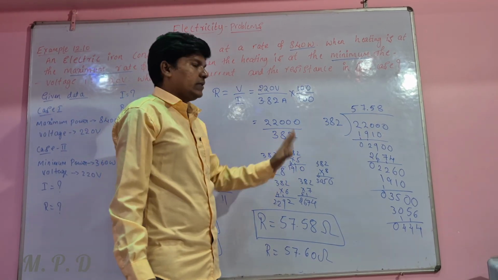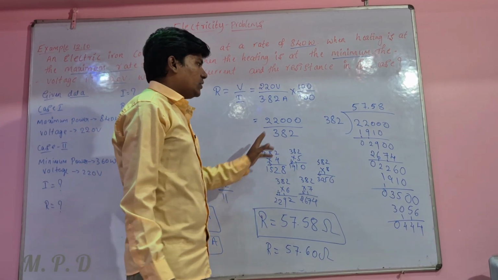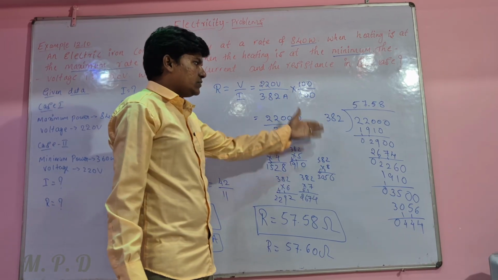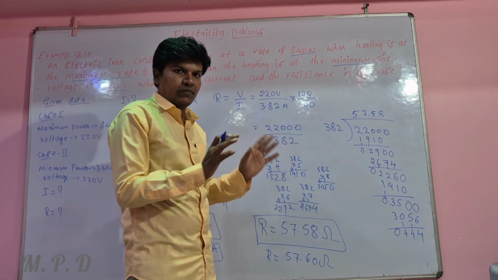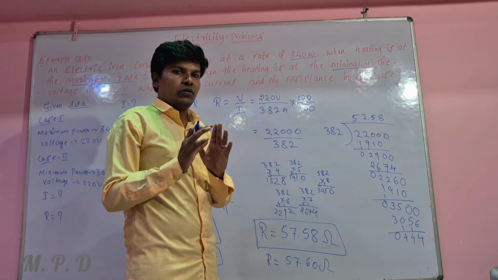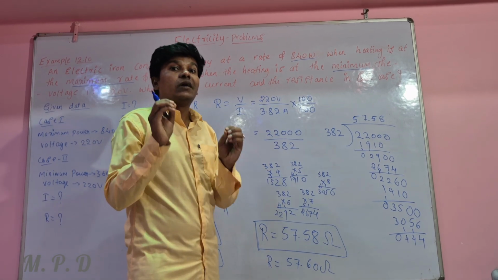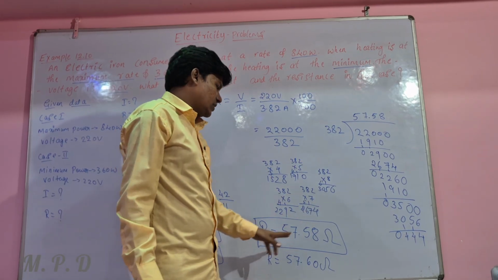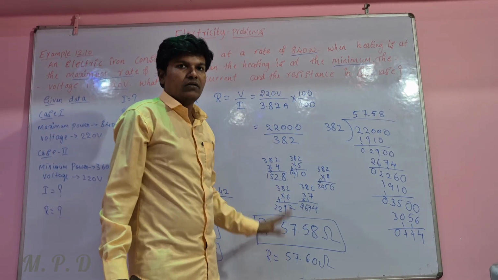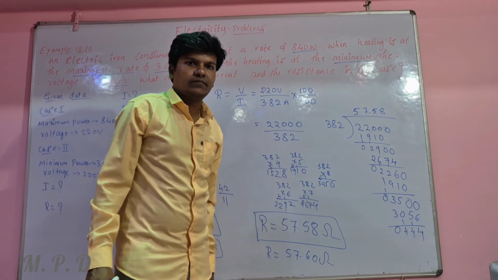This is lengthy, I agree. But why do we take this much time? Because we have already discussed the same thing: in the examination we don't have calculators and we should not make any mistakes. That's why we have to write these things clearly and add the numbers. Okay, this is case one solved.